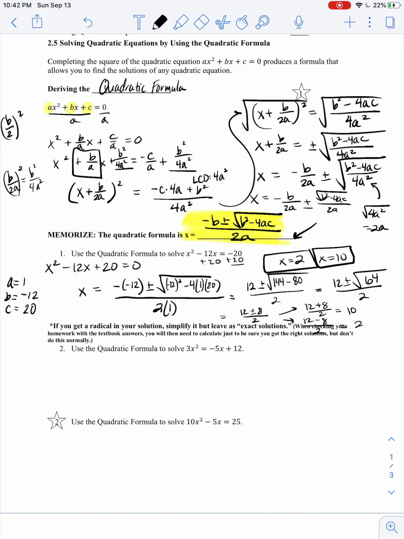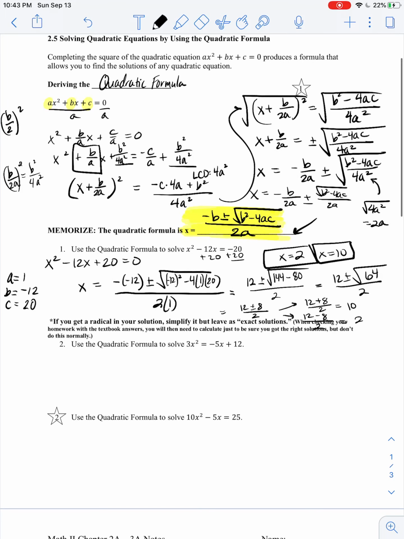And you're not going to be checking your homework with the textbook answers, so you don't need to worry about calculating it to see if you got the right solutions. So don't worry about that part, because you're just going to check the answer key.